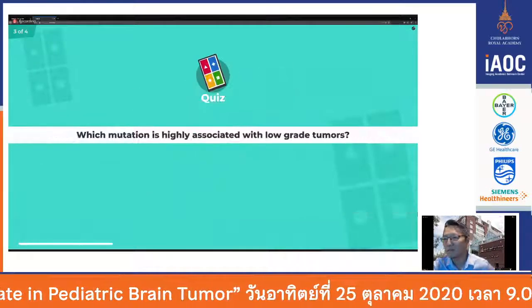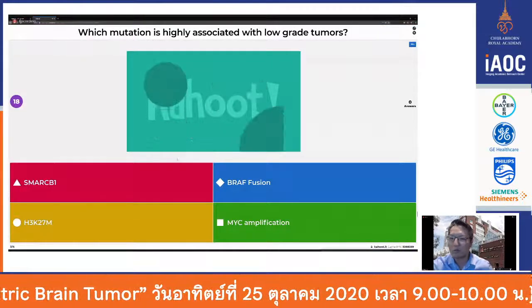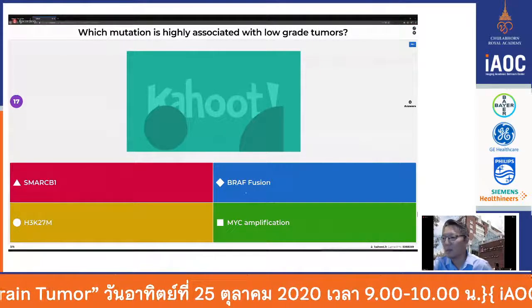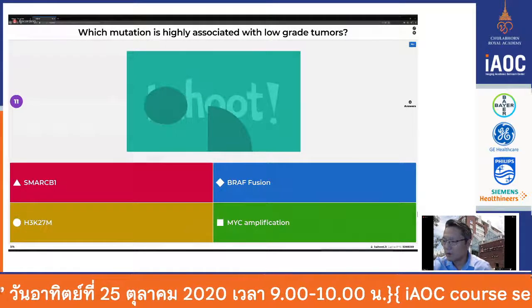Next question. Which mutation is highly associated with low-grade tumors? Is it going to be the SMARCB1, the BRAF fusion, H3K27M, or the MYC amplification?